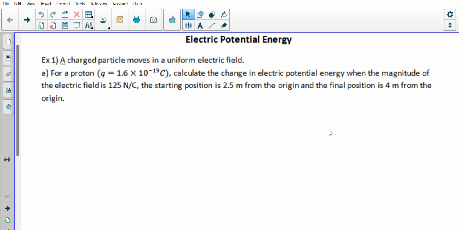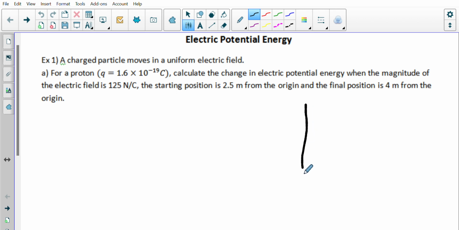All right, so now what we're going to look at is finding the electric potential energy and also using the conservation of energy when it involves electric potential energy. And so our first example is we have a charged particle moves in an electric field. All right, so I'm going to just draw that right away.